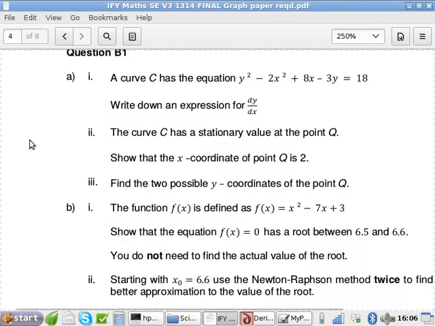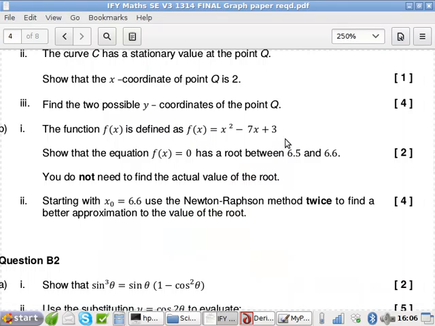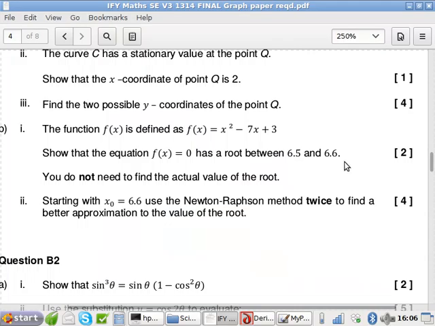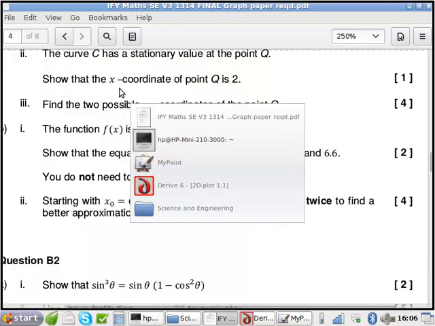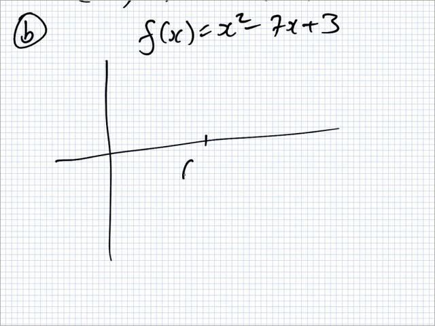it's just a Newton-Raphson. First write down this function: x squared minus 7x plus 3. And we want to show that it has a root from 6.5 to 6.6, somewhere in between. Okay, so, right. What was my function? x squared minus 7x plus 3. And what were the values for x? 6.5 and 6.6. So if the sign changes, let's check it.